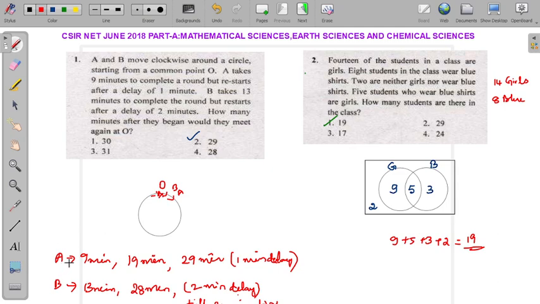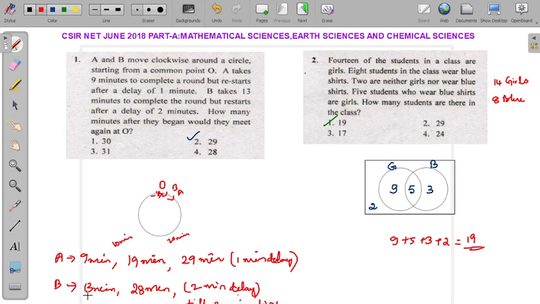So we can split it like this. A takes initially 9 minutes, then he takes 1 minute rest, so it is 10 minutes here. Then once again he restarts, takes 9 minutes to complete, 19 minutes. Then once again 1 minute rest, 20 minutes. Then once again he starts walking along the circle, so it is 29 minutes, and so on. 1 minute delay, 30, then 39 minutes, it goes on.